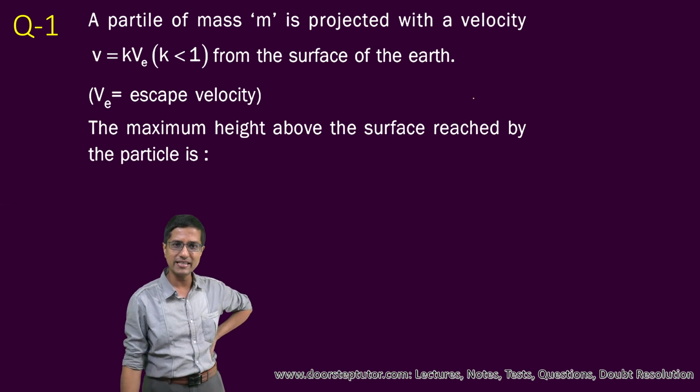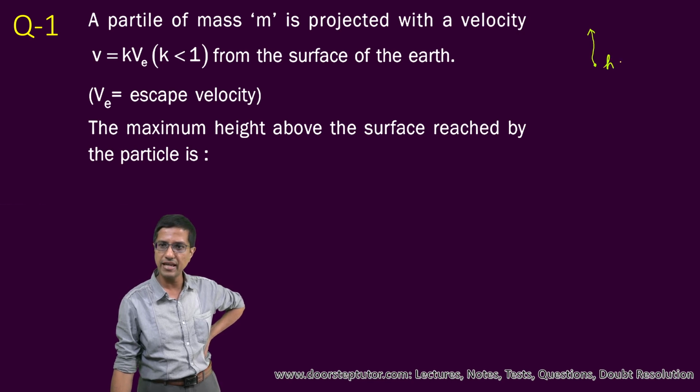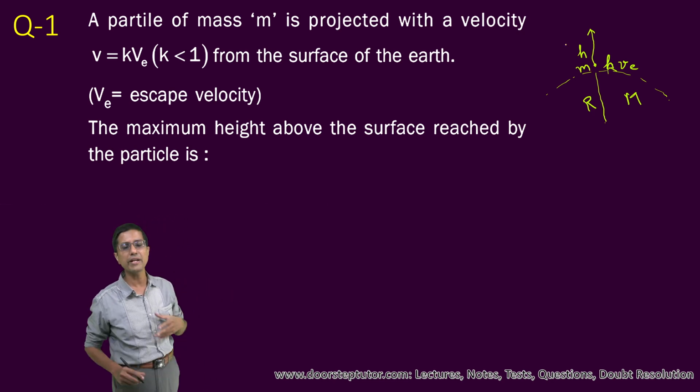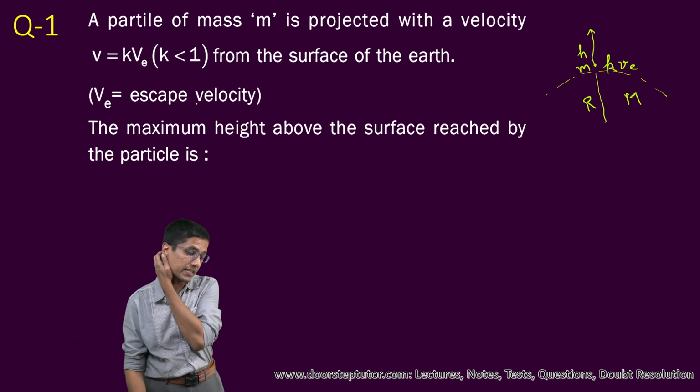See, the first question tells us that there is a particle of mass m which has been projected, which means that it has been thrown up with a velocity of k V_E. So this is the initial velocity k V_E. It reaches a height of h, and this all happens on the Earth's surface. Earth has a mass of capital M and a radius of r, and our particle has a mass of small m, and we have to determine how high will it go. Of course, the velocity here is less than the escape velocity, so k is less than 1.